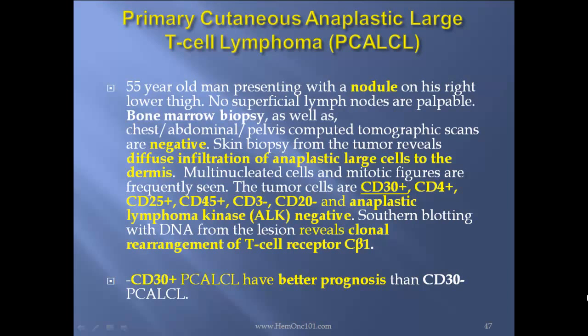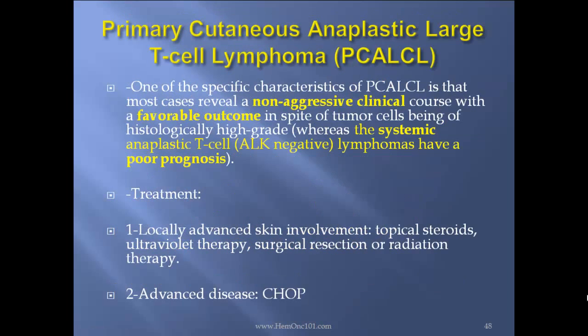CD30 positive primary cutaneous anaplastic large cell T-cell lymphomas have a better prognosis than their CD30 negative counterpart. One of the specific characteristics of the primary cutaneous anaplastic large cell T-cell lymphoma is that most cases reveal a non-aggressive clinical course with a favorable outcome in spite of tumor cells being histologically high grade, whereas the systemic anaplastic T-cell lymphoma has a poor prognosis. Treatment: locally advanced skin involvement, consider topical steroids, ultraviolet therapy, surgical resection, or radiation therapy. In advanced disease, CHOP.